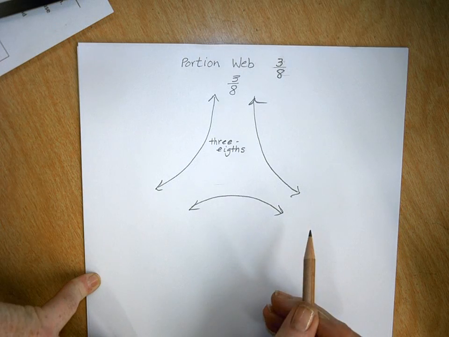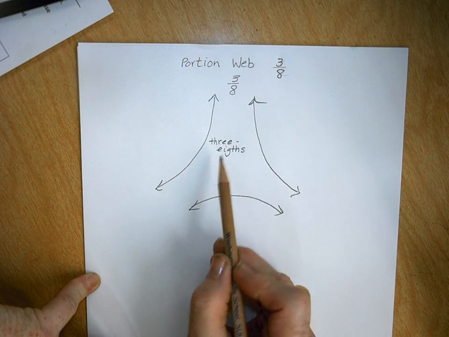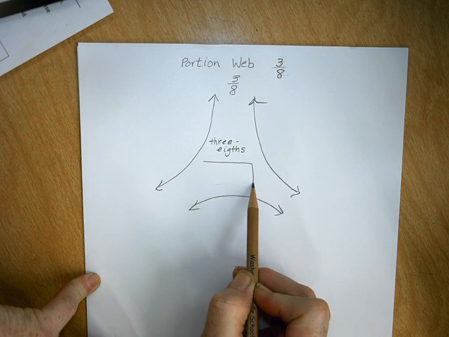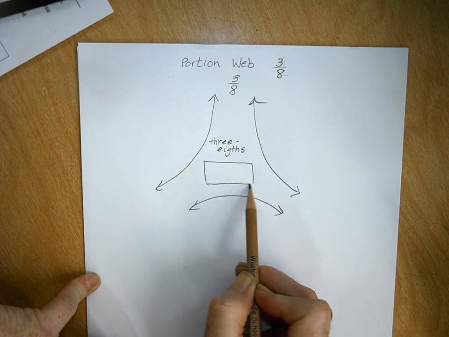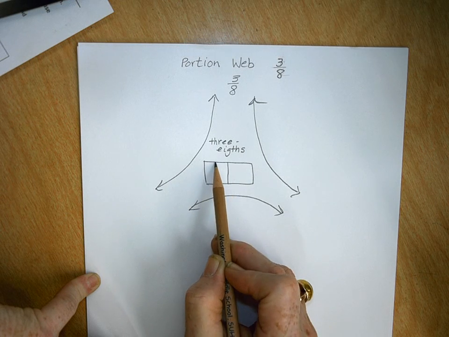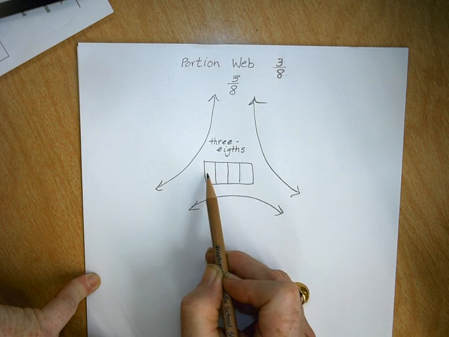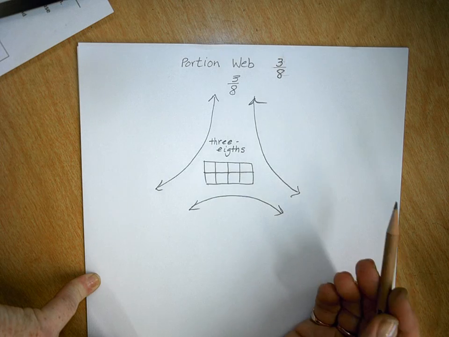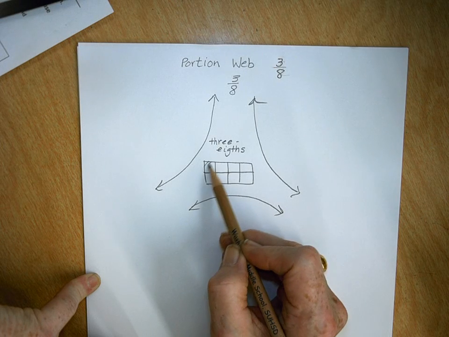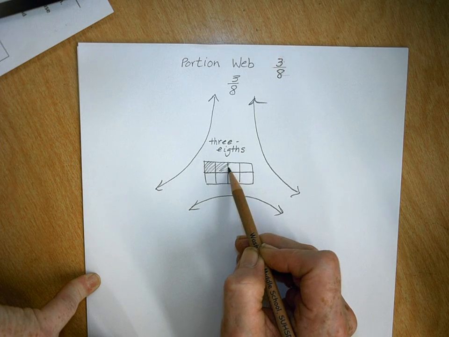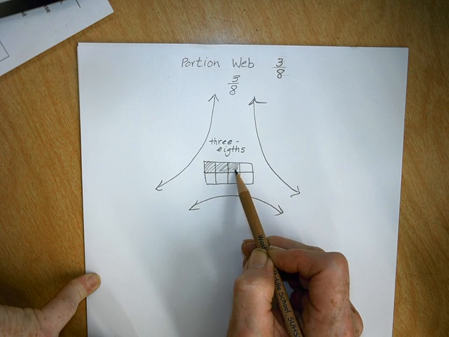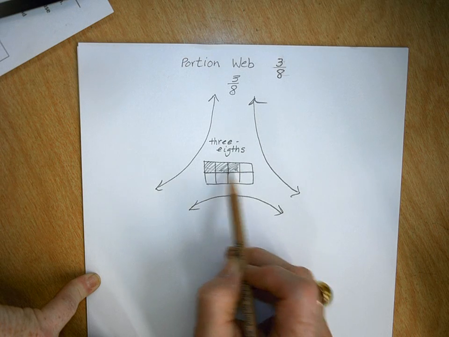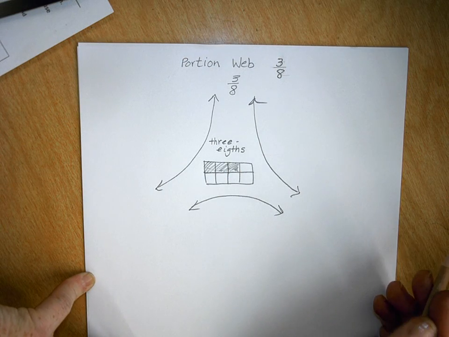And I also draw a picture. So I know there are 8 parts. I divide my rectangle into 8 equal parts. And I know 3 of them are shaded. So this represents 3 of my 8 parts.